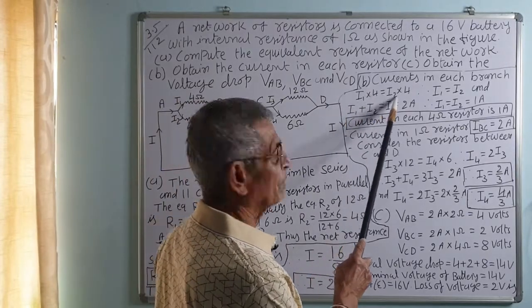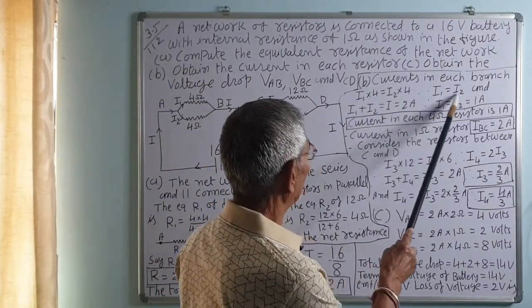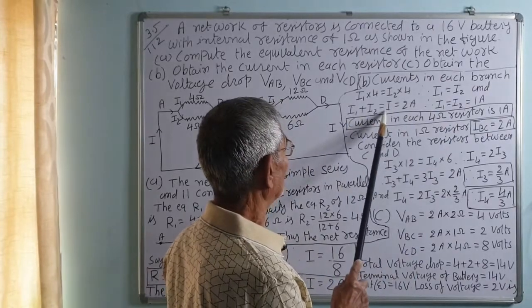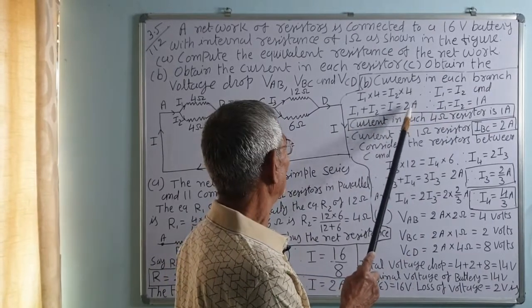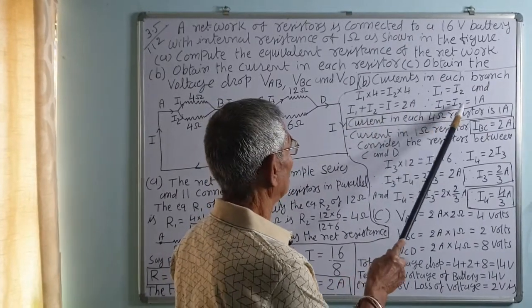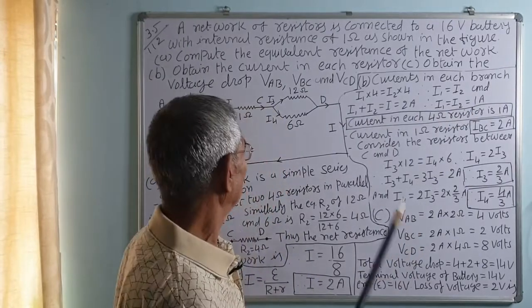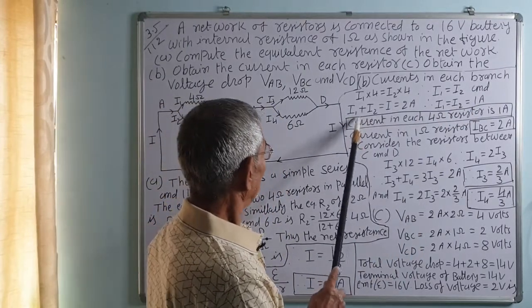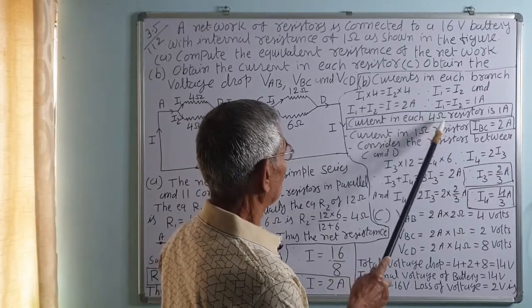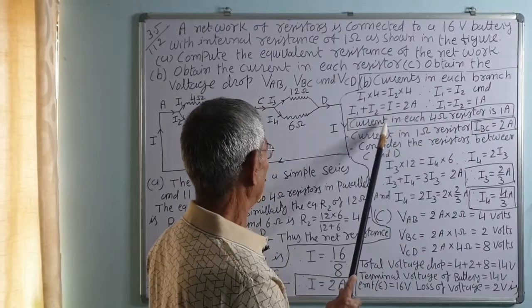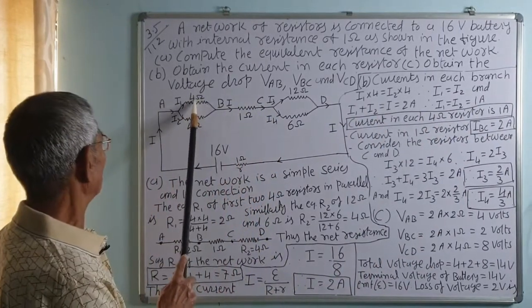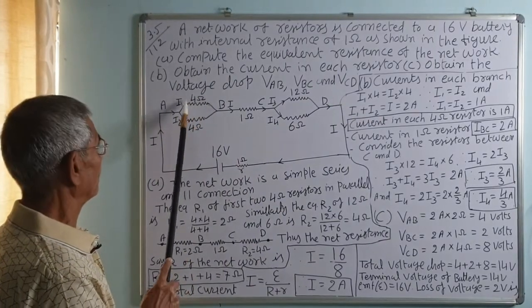I1 into 4 is equal to I2 into 4, therefore I1 is equal to I2, and I1 plus I2 is equal to total current I, and that is 2 ampere. So, I1 is equal to I2 is equal to 1 ampere. Current in each 4 ohm resistor is 1 ampere, this is the answer. So, here current is 1 ampere, here also 1 ampere.